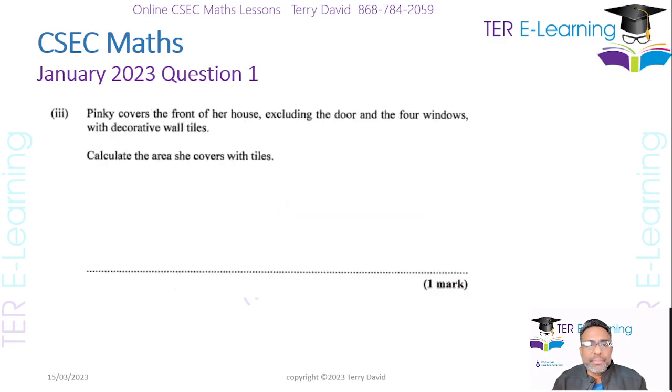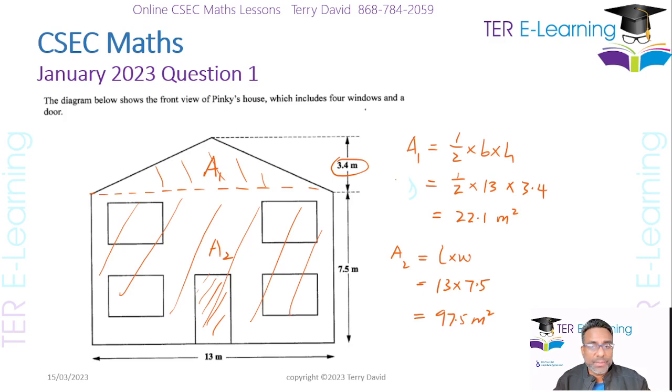Next part, they said Pinky covers the front of a house, excluding the door and 4 windows, with decorative wall tiles. Calculate the area she covers with tiles. So what she needs to do here, she needs to take the total surface area we got in the first part, which is the 97.5.